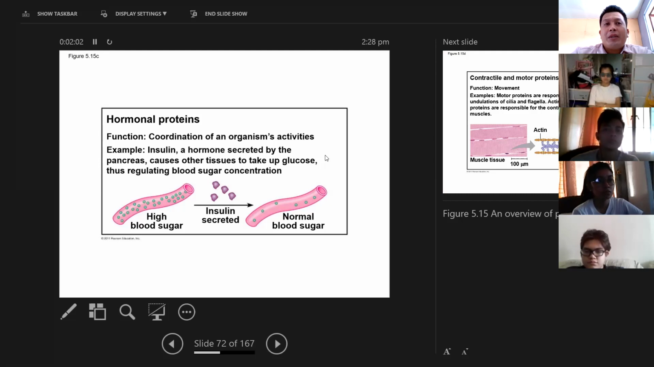If you have low blood sugar, then your pancreas will release a hormone, though it's not a protein. The hormone there is glucagon.